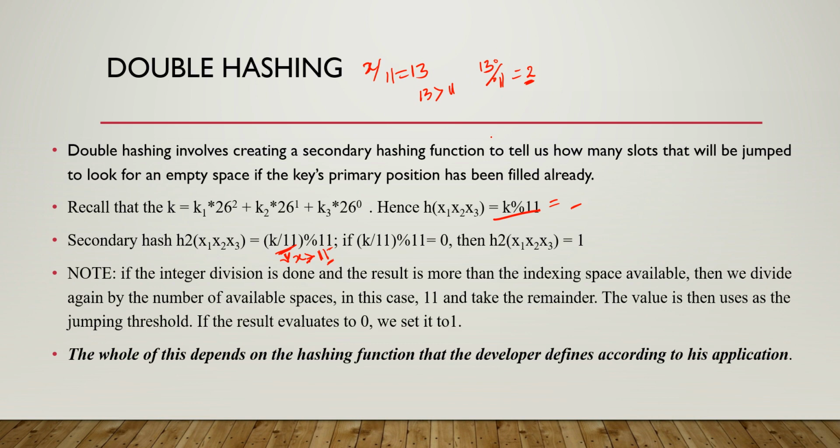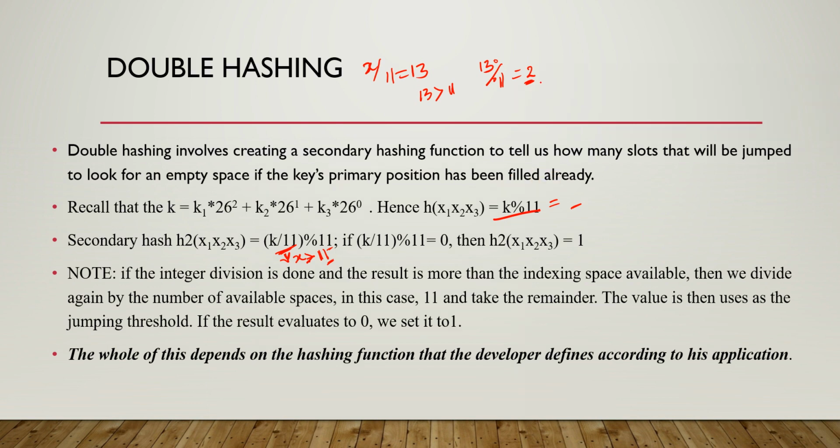Okay, so with this we are using this particular value now. This particular value is derived by applying our secondary hash function on it. So it gives us the value that we can use to traverse, to jump. Okay, we say that double hashing involves creating a secondary hash function that will tell us how many slots will be jumped to look for an empty space if the primary position has been filled already.